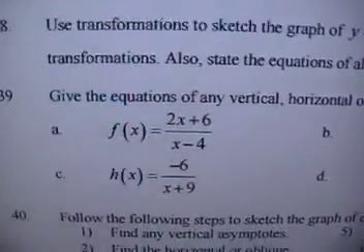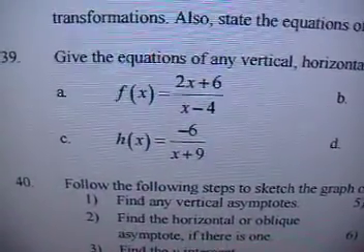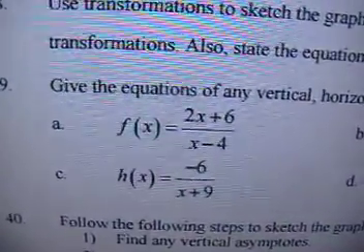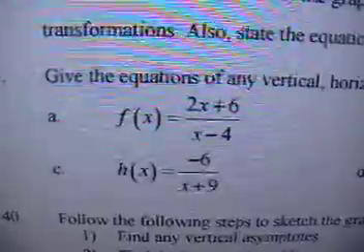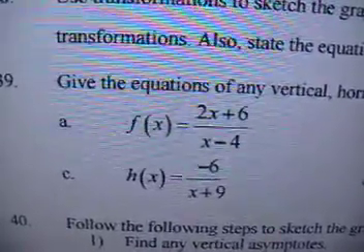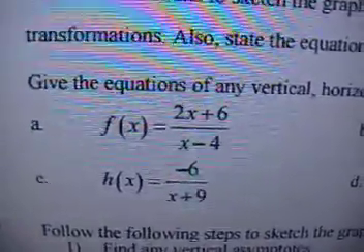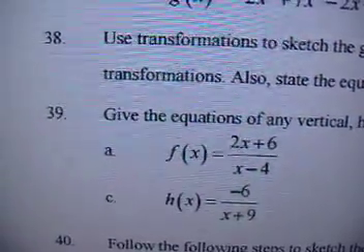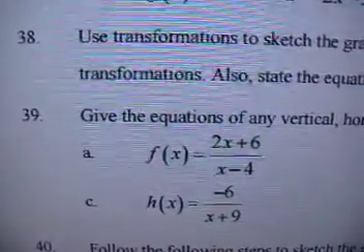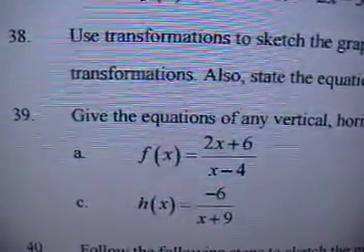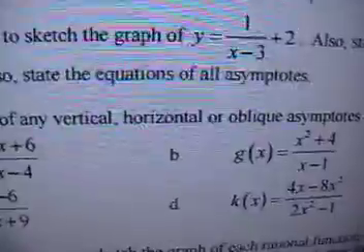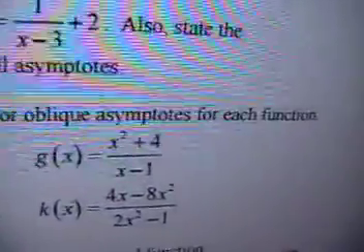Okay, one other thing here in this third chapter was given rational functions, which is a fancy way of saying fractional. We've got a polynomial in a numerator and a polynomial in a denominator. Number 39a, f of x equals 2x plus 6 over x minus 4. We want to find vertical, horizontal, and oblique asymptotes.